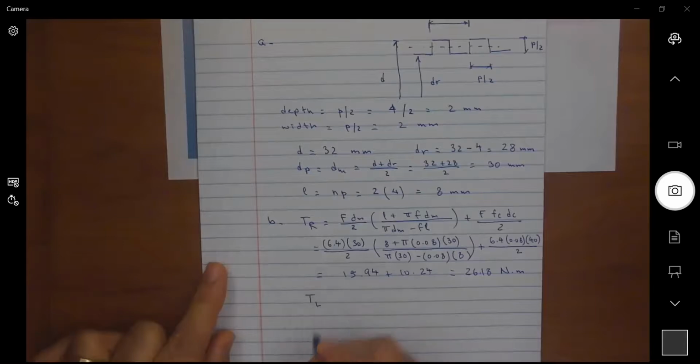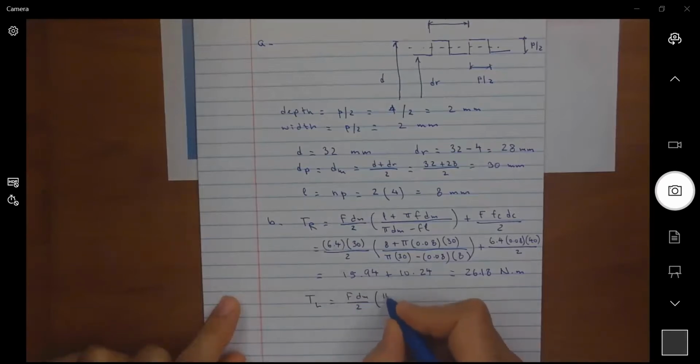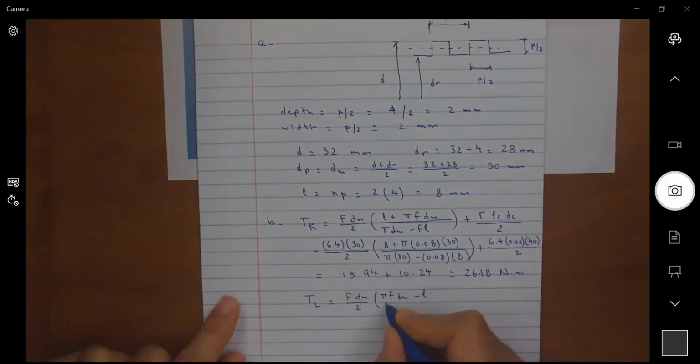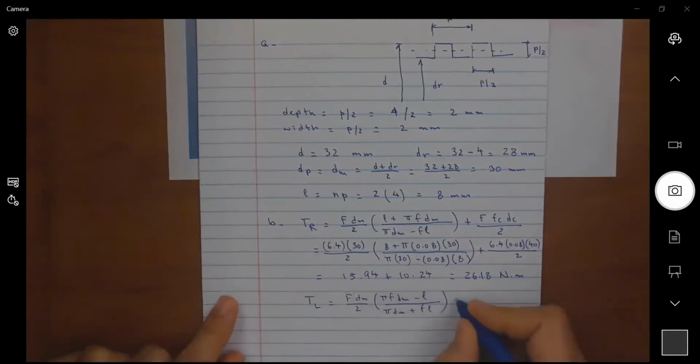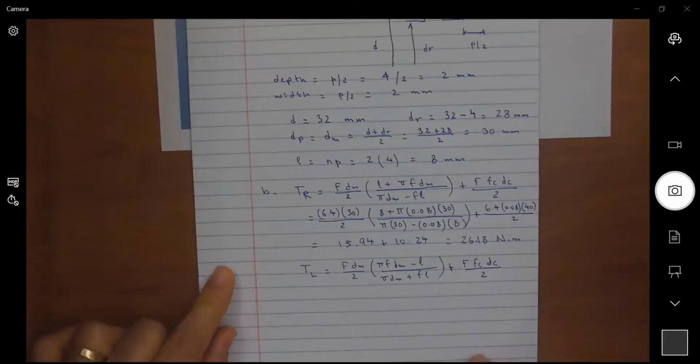The torque that is required to lower would be F dm over 2 times pi f dm minus L divided by pi dm plus fL. And I still get the friction from the collar, F fc dc over 2.